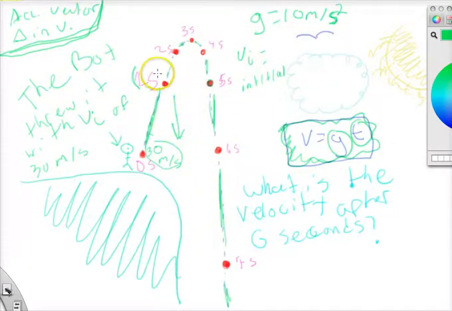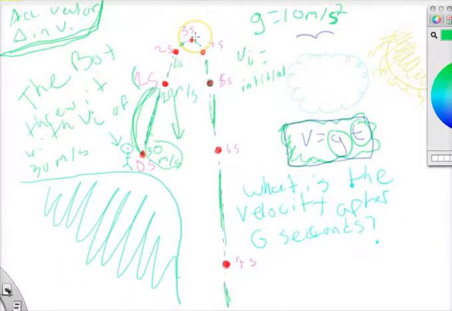So at 1 second, it's very simple, it's going to be 10 meters per second less than this because it's a 1 second time interval. So this is 20 meters per second, and then this is 10, right?